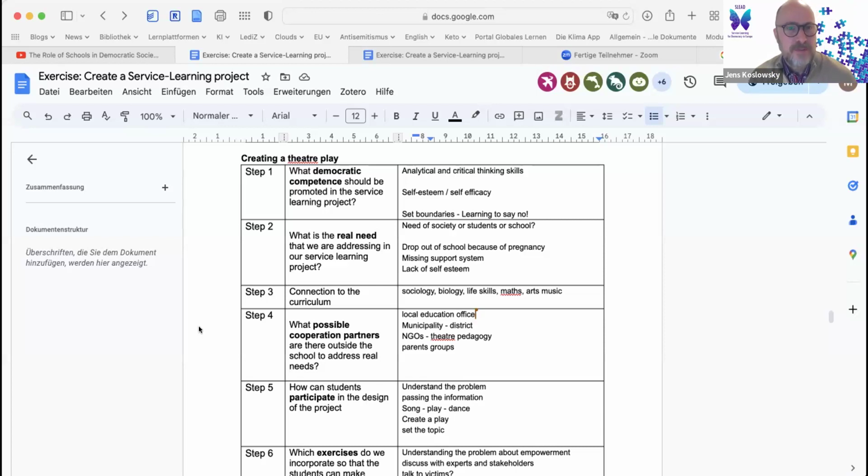First, we thought about what democratic competence we can promote. The first idea brought in was to select analytical and critical thinking skills as the main focus. But a little bit further in, we also thought of self-efficacy, which I also called self-esteem as a result, by understanding that if you can do something purposefully, if you have an impact, that also strengthens the self-esteem. So we cheated a bit, we chose two things that we wanted to focus on.